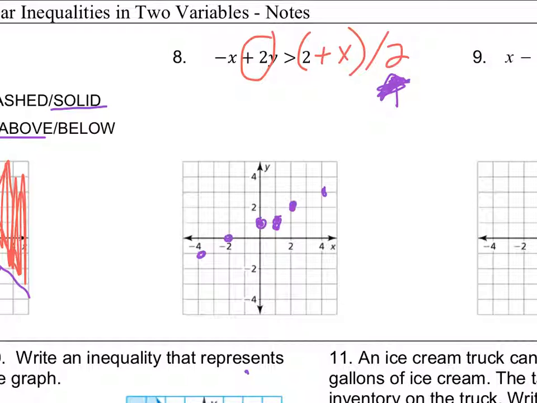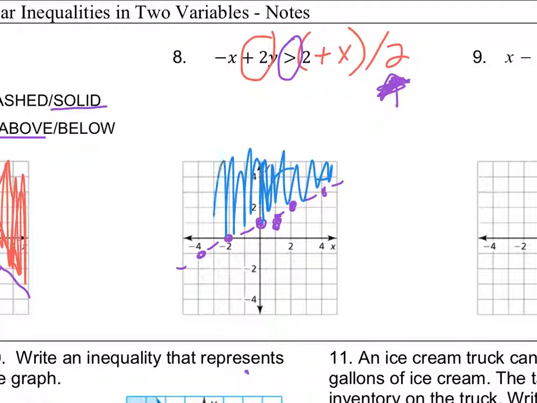Next thing I have to do is decide, is this going to be a solid or a dashed line? If I look at that greater than sign, it's going to be a dashed line. And since that's a greater than sign, I'm going to put my pencil on my y-intercept and draw straight up. That's going to be where I shade. What we learned in systems will make graphing lines so much easier than they have been in the past, and it should help you keep from making any sign errors.